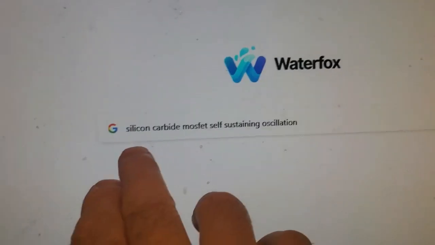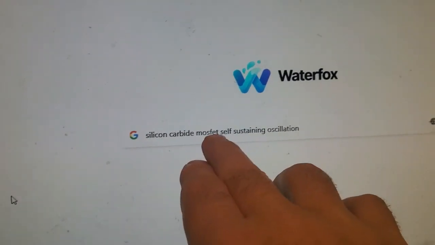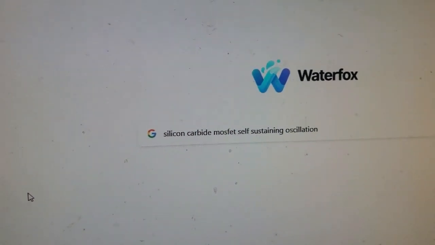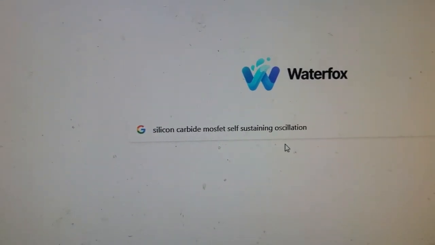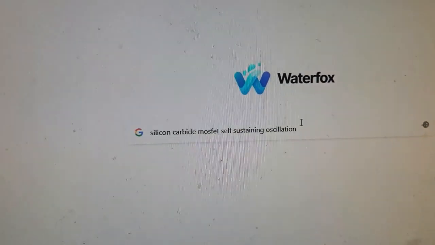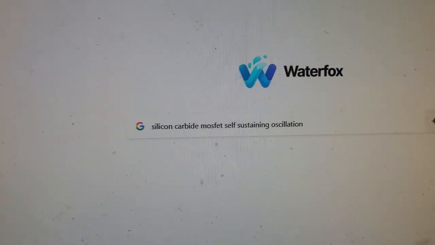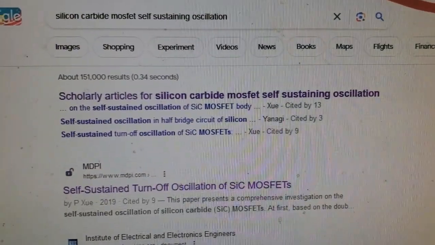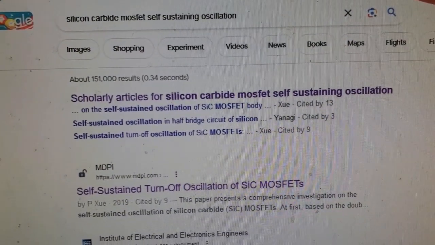So here we put in silicon carbide MOSFET self-sustaining oscillation. I guess these silicon carbide MOSFETs have come out, and I don't follow this stuff that closely, but I'd say over the past 5 years, and they have even lower on-state resistance than traditional MOSFETs. So if we search on that, this is what we see.